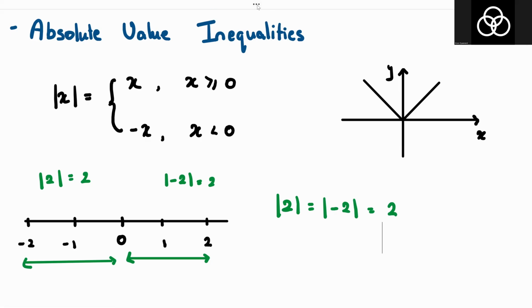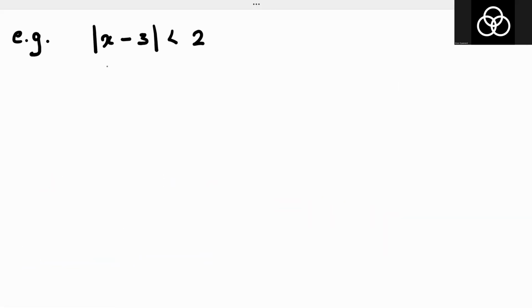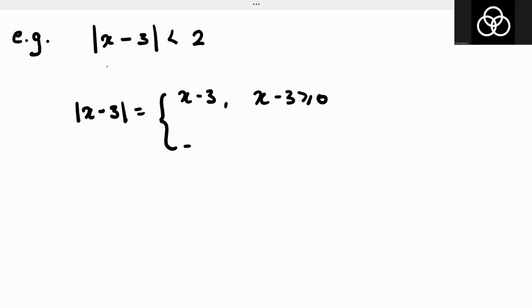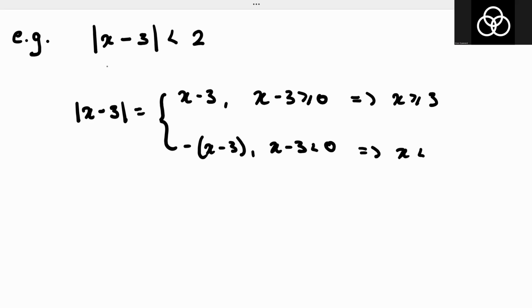And that is why we define it like this in terms of a piecewise function. So let's look at an example. Using the definition, we could split this up into a piecewise function, right? And it will be x minus 3 when x minus 3 is greater than or equal to 0, or minus (x minus 3) when x minus 3 is less than 0. And of course, in each one of these ranges, we could solve for x.